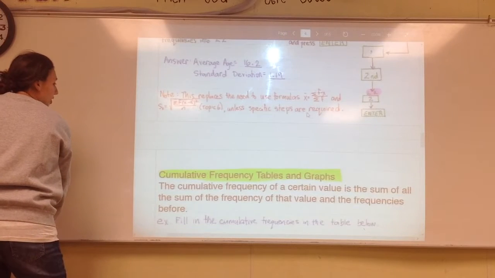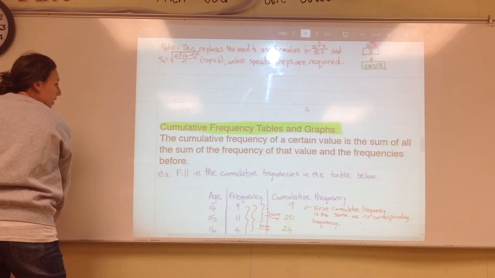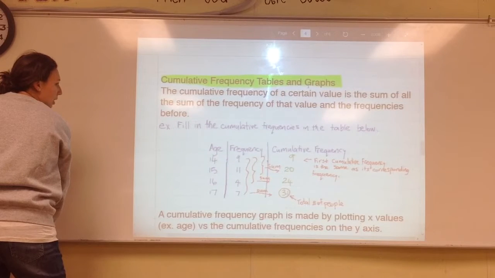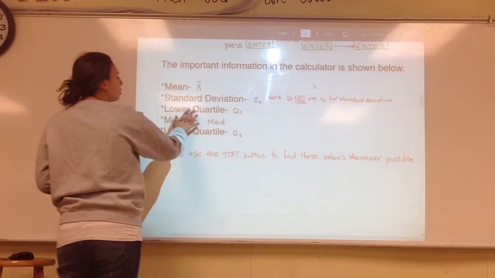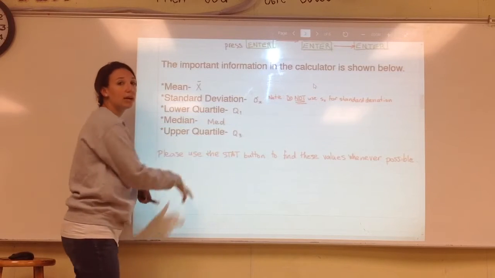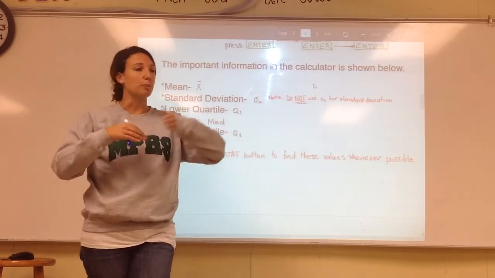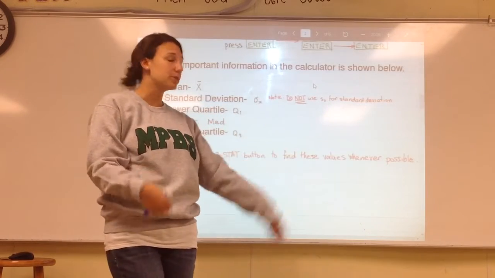Alright, that's just telling you everything that your calculator does. I'm actually going to go back up to these guys because we didn't really talk about what they meant. So lower quartile and upper quartile. Quartiles are exactly what they sound like. They split my data into quarters, into 25%.